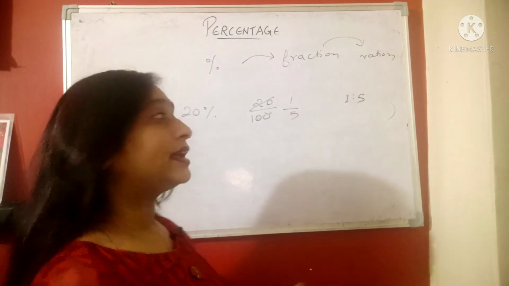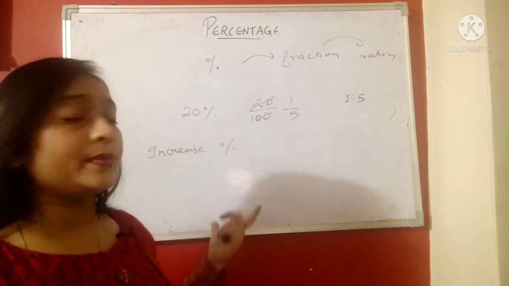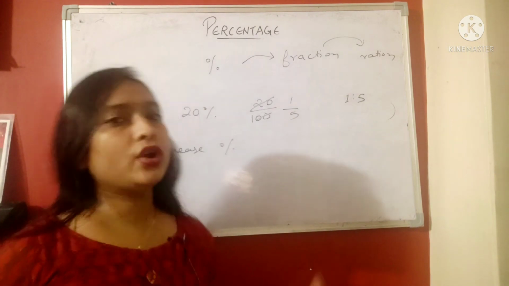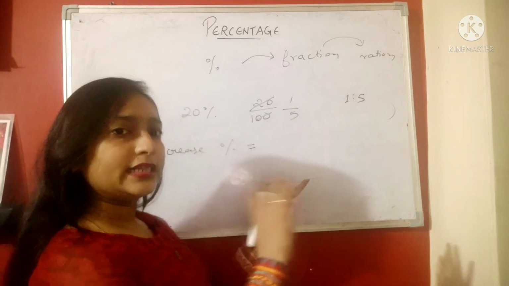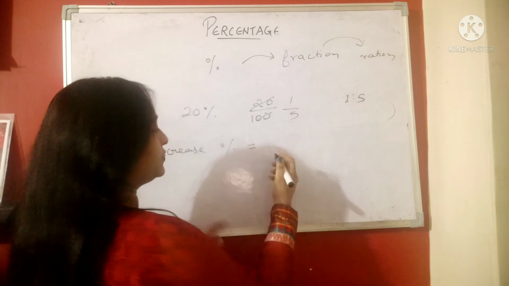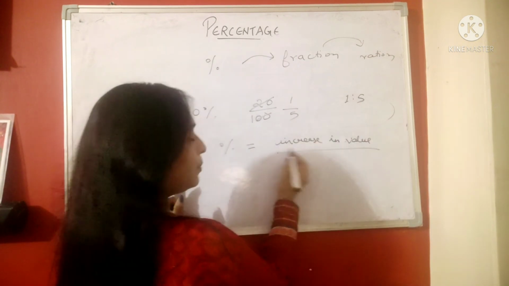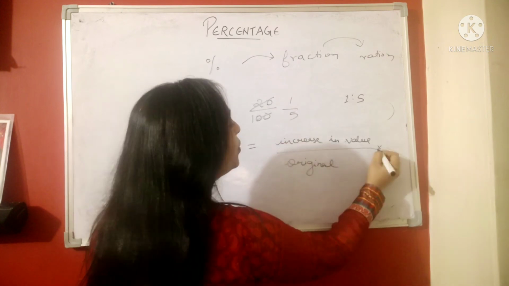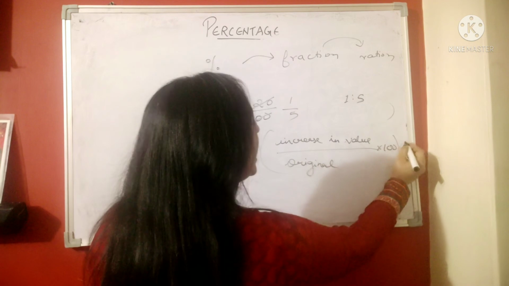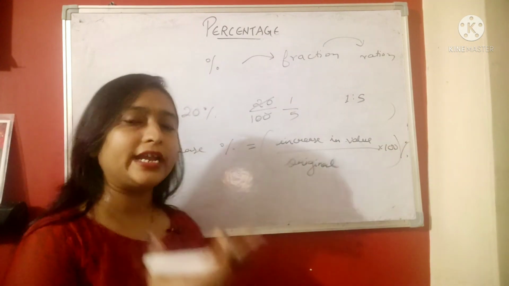Now the next topic is increase or decrease percentage. What is the meaning of this increase percentage or decrease percentage? We have one formula. Let's first see the formula and then we will see the application of this formula. The formula says increase in value upon original value into 100, right? And the percentage sign will be there outside. Now, this formula is applied in a variety of questions.